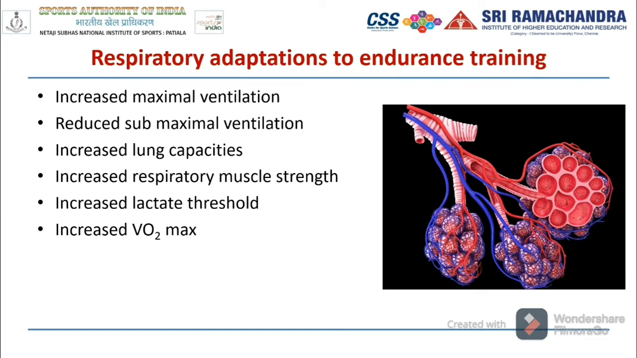Increase in the lactate threshold. So in the previous part of the lecture, we saw what is lactate threshold. I told you when you build up the lactate at a later point of time, that is an advantage to you. So, increase in the lactate threshold happens due to adaptation in the respiratory system. Also, there is an increase in the VO2 max, or the maximum volume of oxygen we can consume.